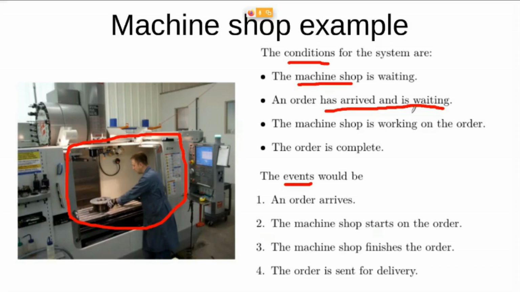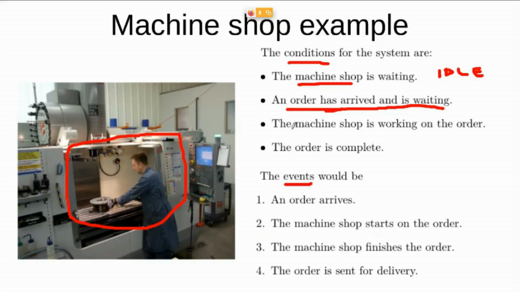This is the second condition for the system. So first of all, the machine shop is waiting. So we have the machine shop idle. That's the important concept. Idle. So the machine shop is idle, so it's not busy. The machine shop is waiting for a new order to arrive. So then a new order arrives and is waiting. If the machine shop is idle, the order is being immediately processed.